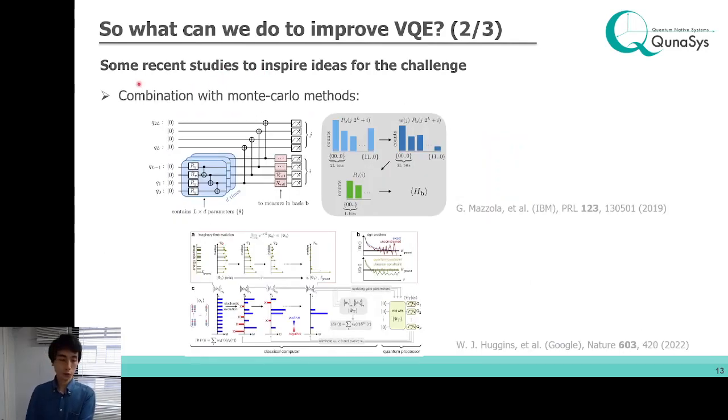Also, to improve the result obtained by VQE, we can combine it with Monte Carlo methods. For example, there's a method that combines the VQE with variational Monte Carlo inspired techniques, and there's a recent paper from Google that combines VQE tasks with quantum Monte Carlo methods.